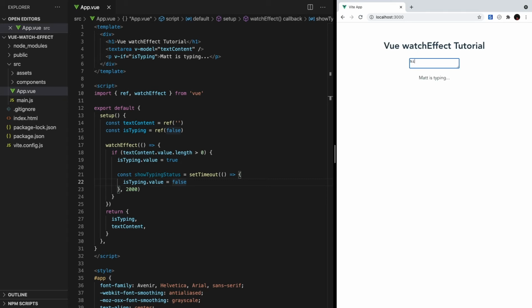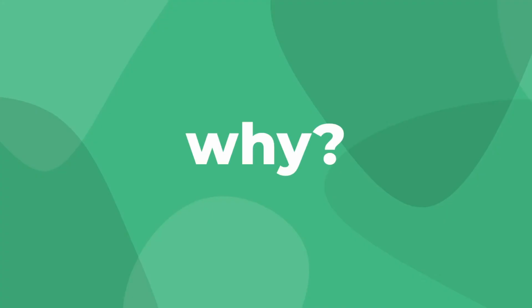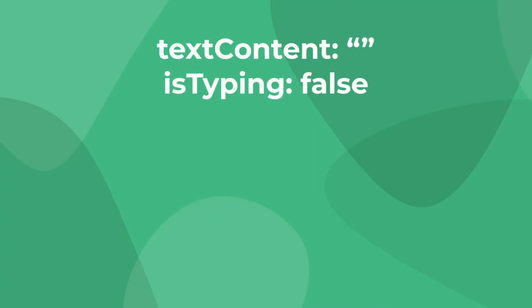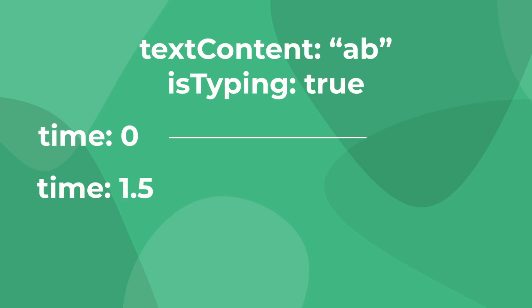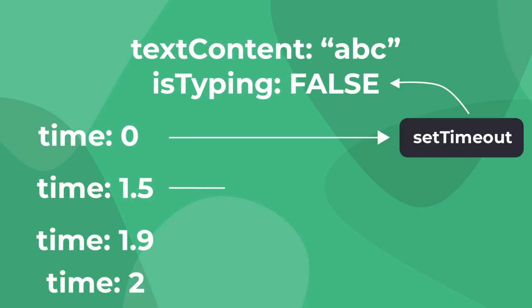Fantastic. However, there's a little problem with this right now. Let's see what happens if we just spam a bunch of characters nonstop. As you can see, every once in a while, our message will flicker. What's happening here? Well, since we're using setTimeout, 2 seconds after we type, our method will set isTyping to false. So what's happening is that even though every time text content changes, isTyping is set to true, old setTimeouts from previous times our watcher is called are running and changing it back to false. And that's what's causing that flicker.